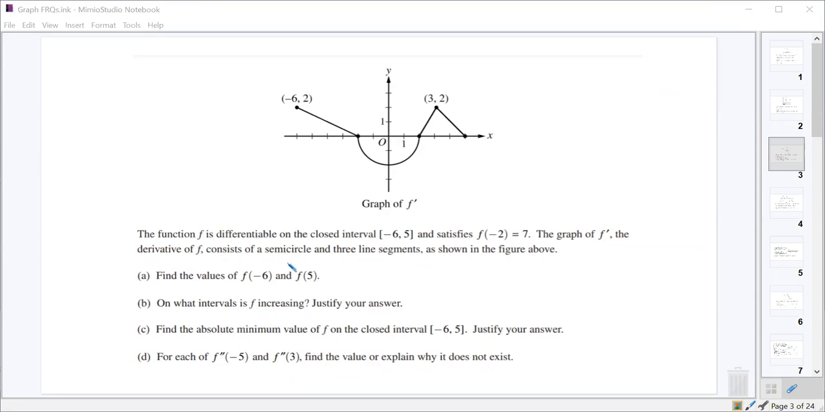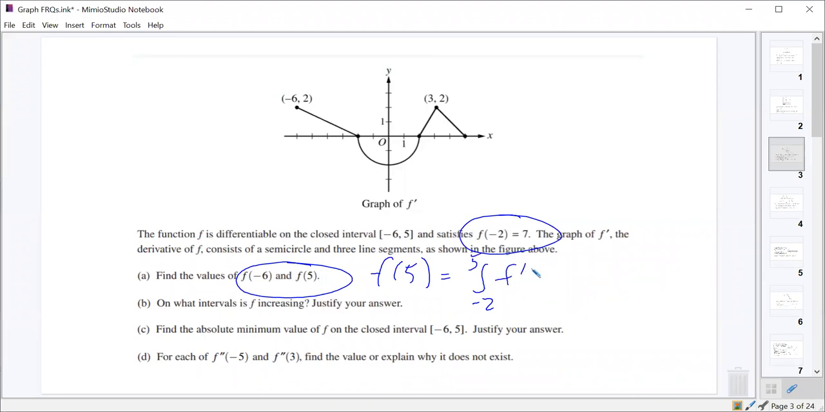We have to find the values of f of -6 and f of 5 for part A. Everybody get that? So what do we have to do? We have to use this initial value that we're given, f of -2 equals 7. Let's find f of 5 first. So f of 5 ought to be the integral from -2 to 5 of f prime plus the value at -2, plus 7. Take the initial value and then integrate from the x value that you were initially given to the new x value you're looking for.